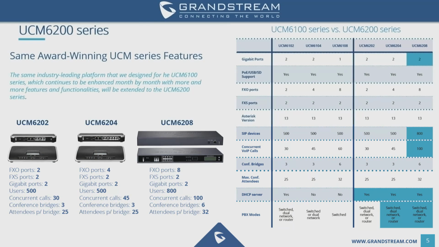A handful of enhancements that you can see over there on the right-hand side. DHCP servers in all 6200 series models. All 6200 series models support switch, dual network, or router mode, as they include built-in NAT routers. And if you are looking for a little bit of enhancement, maybe you need more than 500 users but not the 2,000 offered by our 6510, the 6208 has been enhanced to be able to support up to 800 users and 800 concurrent calls.